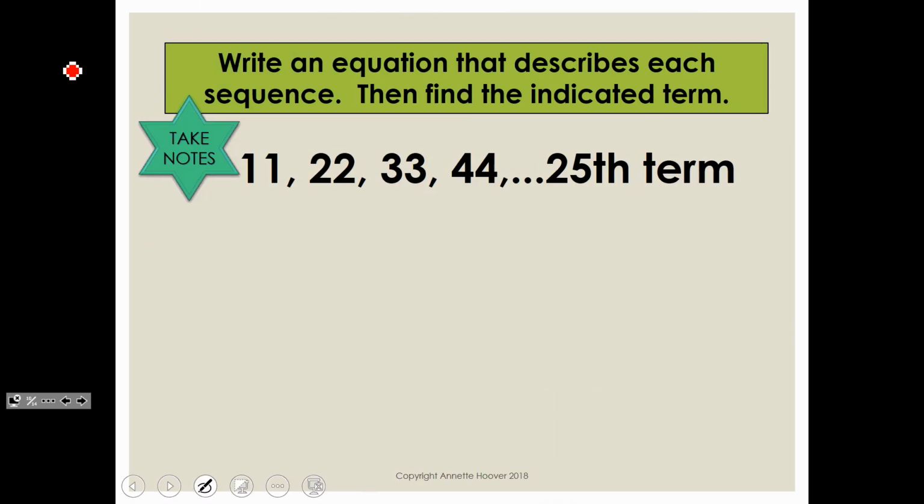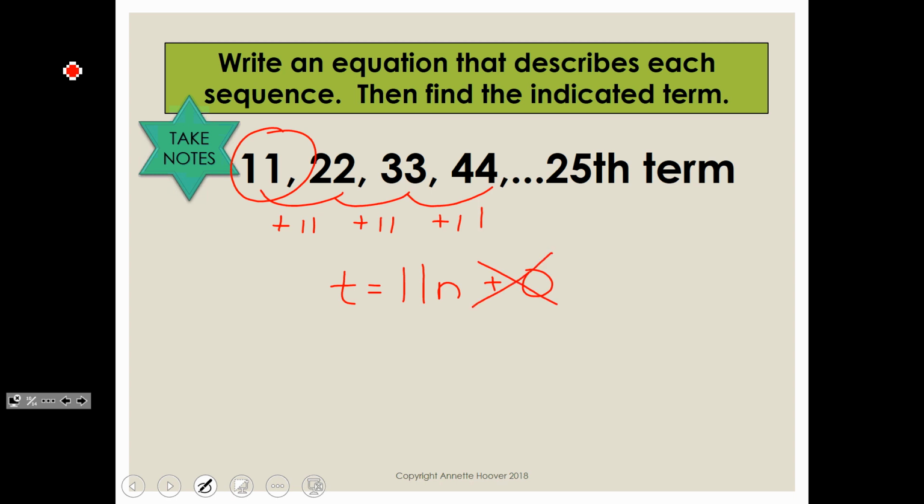Another example, 11, 22, 33, 44. Each time we are adding 11. So yes, this is an arithmetic sequence. Since we're counting by 11, when we write our equation, we know we're doing 11 times whichever term number we want. Second question we ask ourselves, we're counting by 11, but did we start on number 11? Yes, indeed we did. So that would be a plus 0, which is unnecessary. So our equation is just t equals 11n.